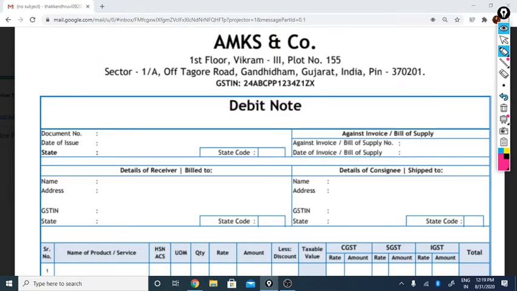The next important component is the nature of the document, which is debit or credit note. So you have to specify if it is a debit note or credit note.